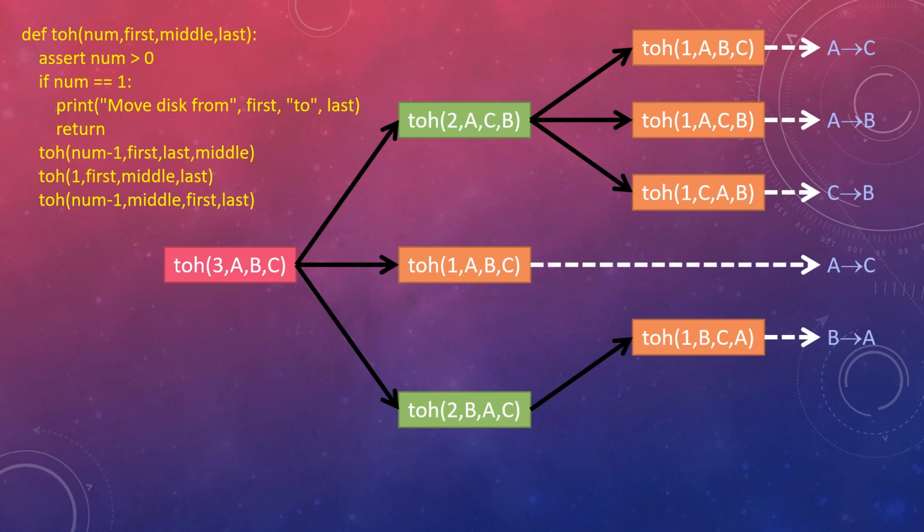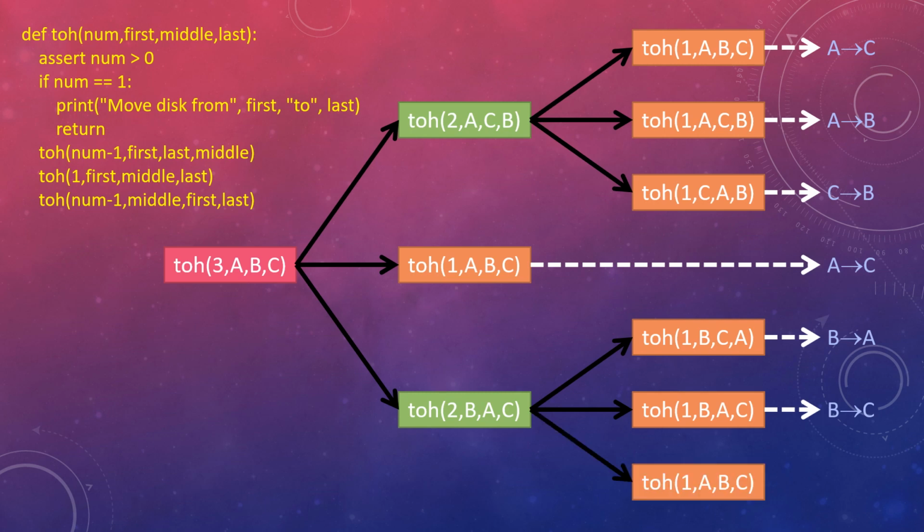The bottom green box makes the second recursive call. TOH1 BAC. The second recursive call has the same last three arguments as the last three arguments of the calling function. So the second recursive call generates a move B to C. Two calls of the bottom green function are complete. It makes its third recursive call.